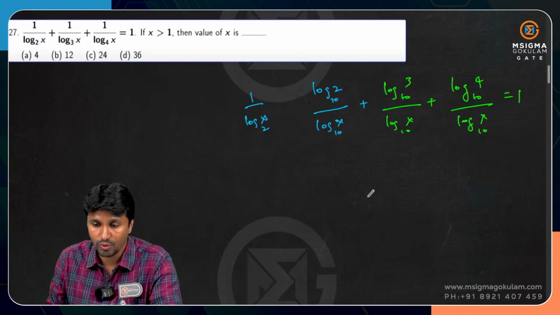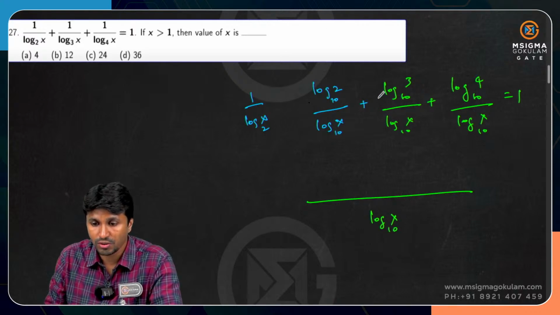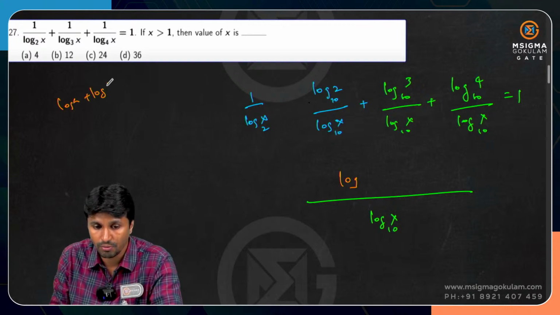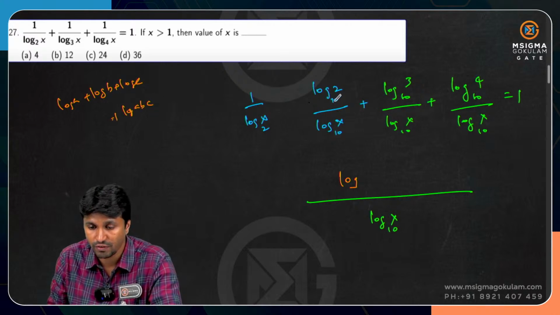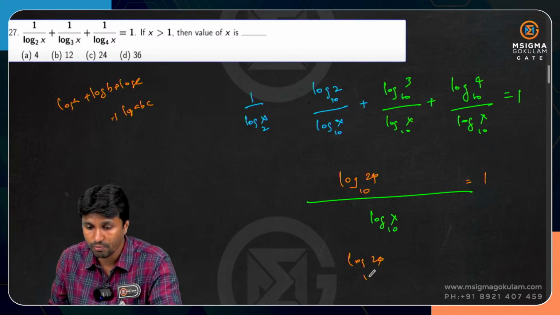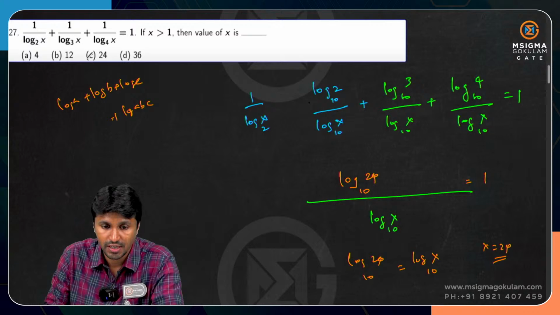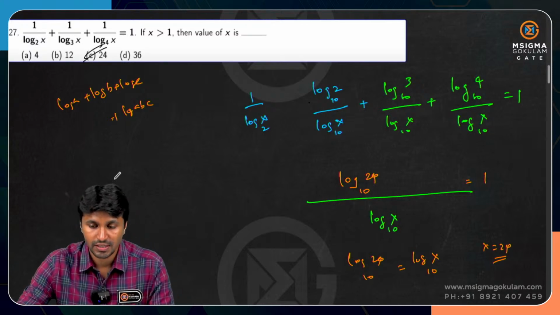Okay, this is equal to 1, right? So LCM is nothing but log x base 10, right? So what happens, you can take, look at this one, log a plus log b plus log c. How can you write? So log abc, right? So therefore 2 into 3 into 4, 6 into 4 is nothing but 24 base 10 is equal to 1, right? So log 24 base 10 is equal to log x base 10. So therefore x is equal to 24, right? So therefore the correct answer is C, right?